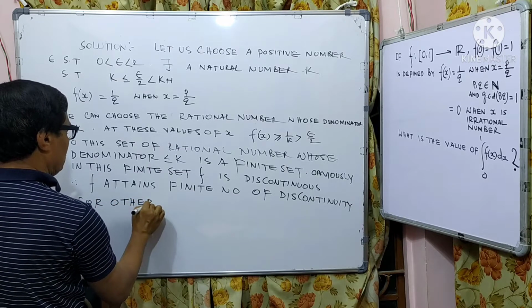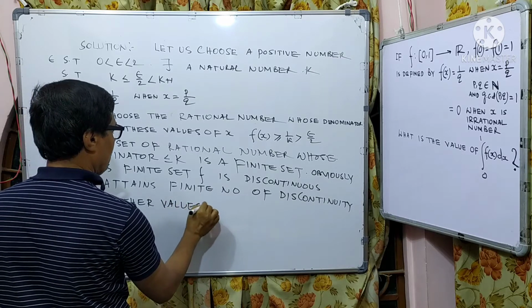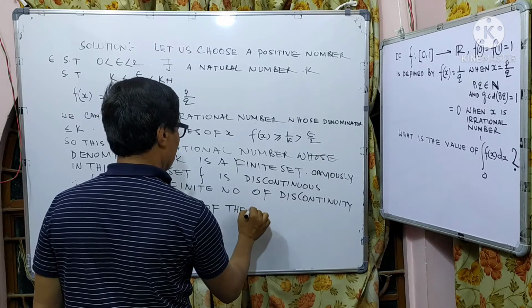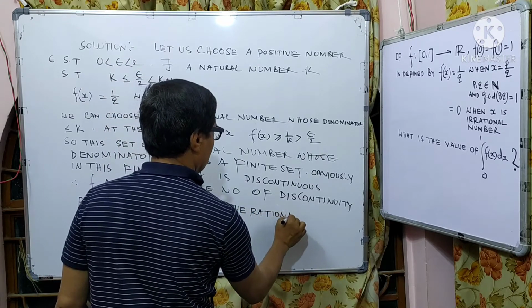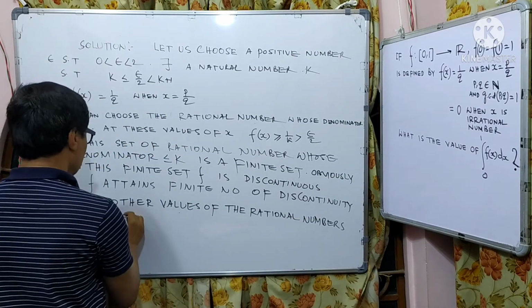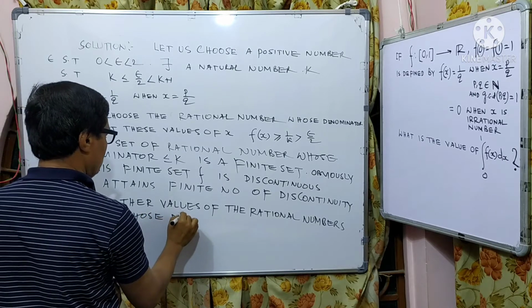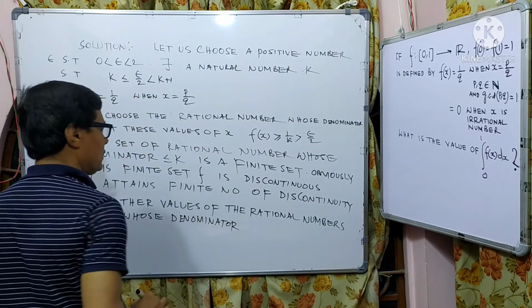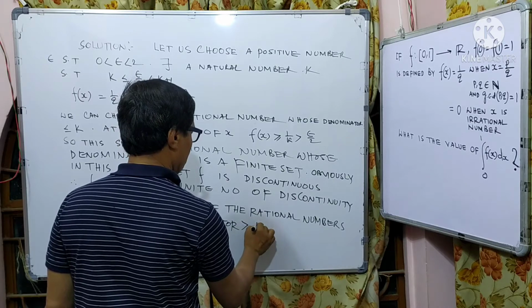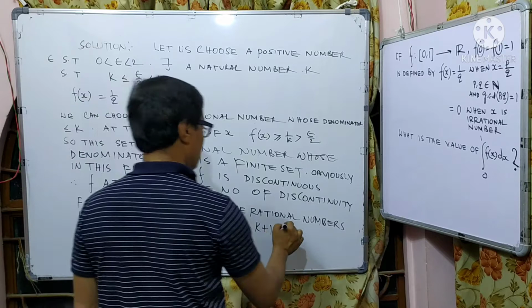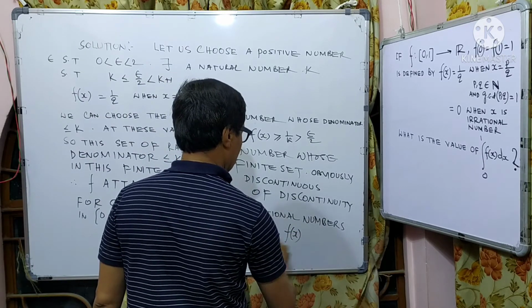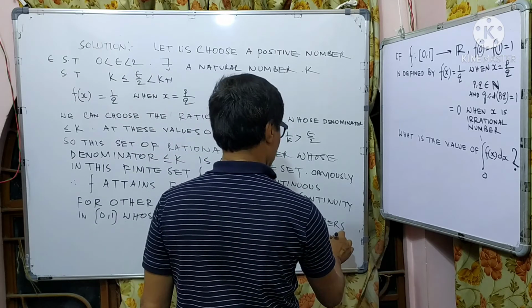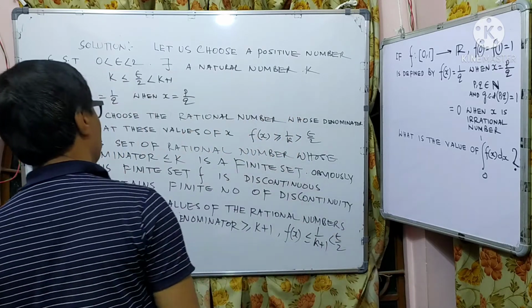And for other values in the interval, that is, for the rational numbers whose denominator is greater than or equal to k plus 1, the functional value f(x) is less than or equal to 1 over k plus 1, that is less than epsilon over 2.